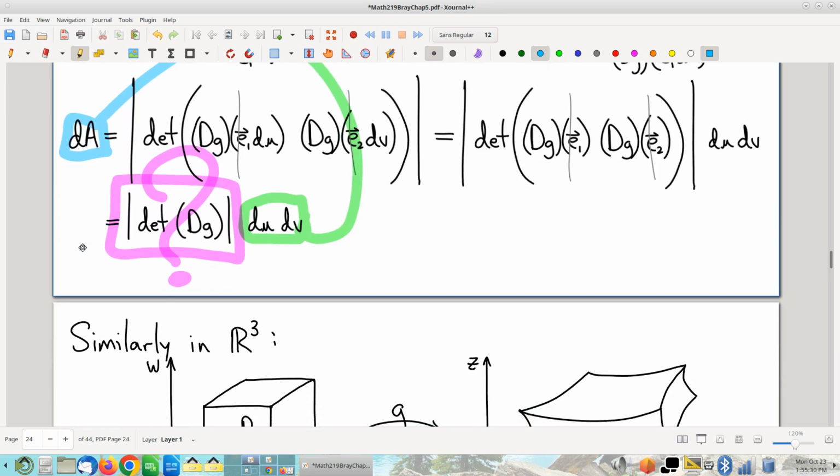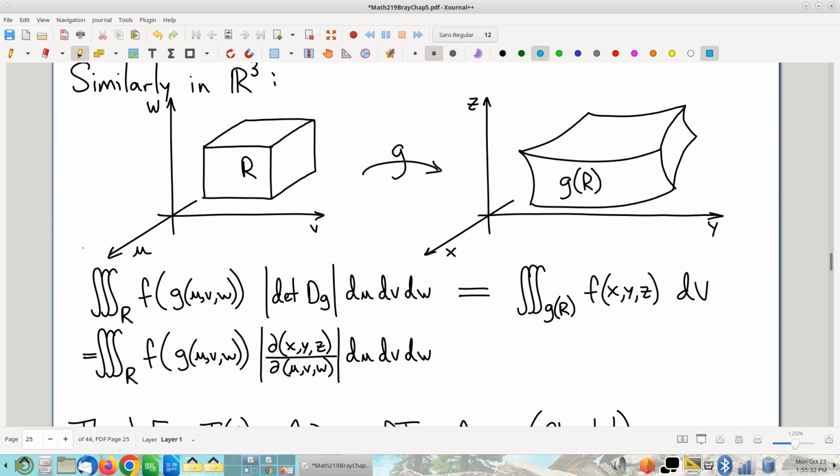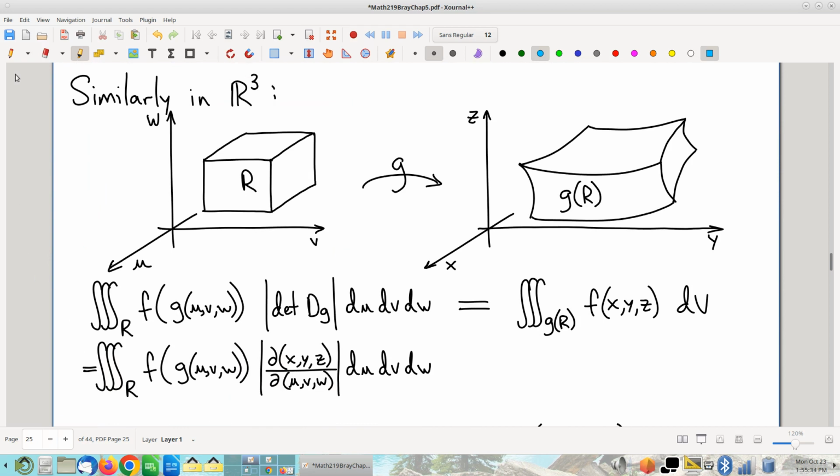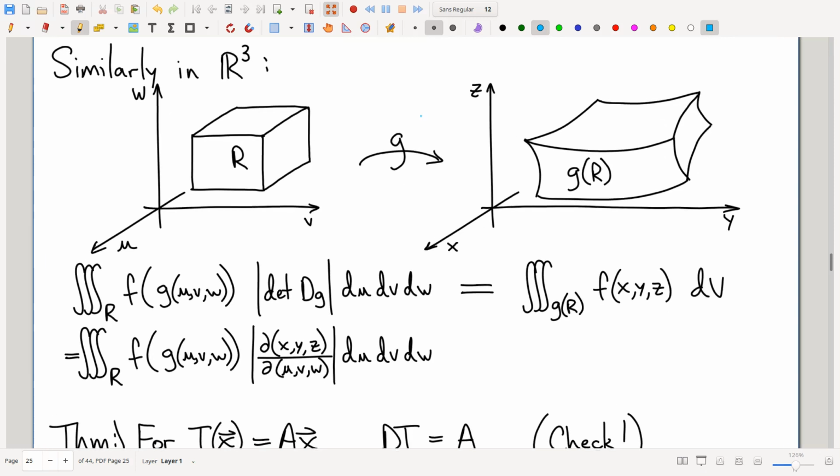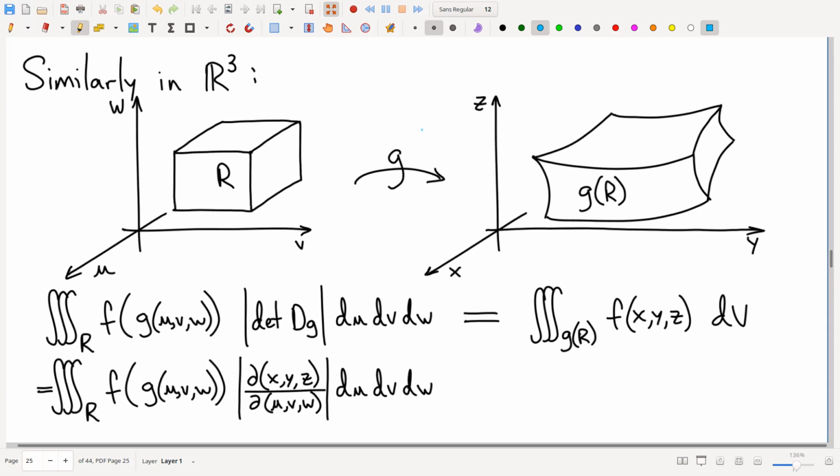Okay, cool. Moving along. 3 dimensions. Same thing, pretty much. So, pretty much the same thing in 3 dimensions. Hopefully no surprise. Just walking through it.